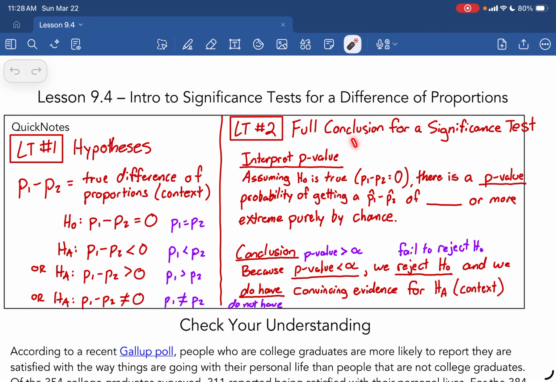The conclusions are the same, interpreting a p-value, and then your conclusion. Really, your interpreting the p-value includes p1 and p2 now, but your conclusion here is the exact same. You just have to provide the context, and it's always going to be coming from your p1 minus p2. All right, I know that's a quick one, but it's pretty straightforward.